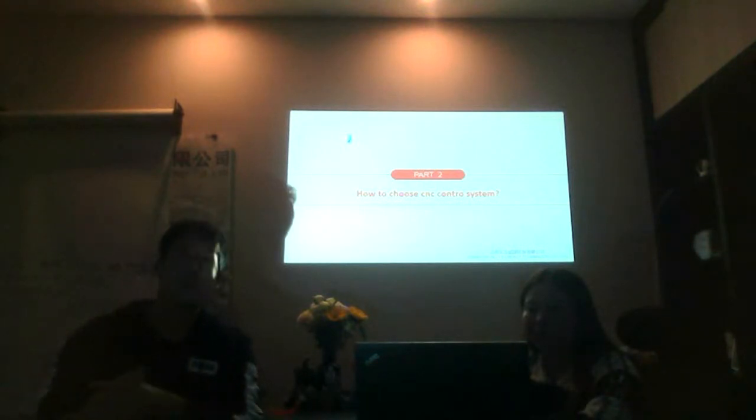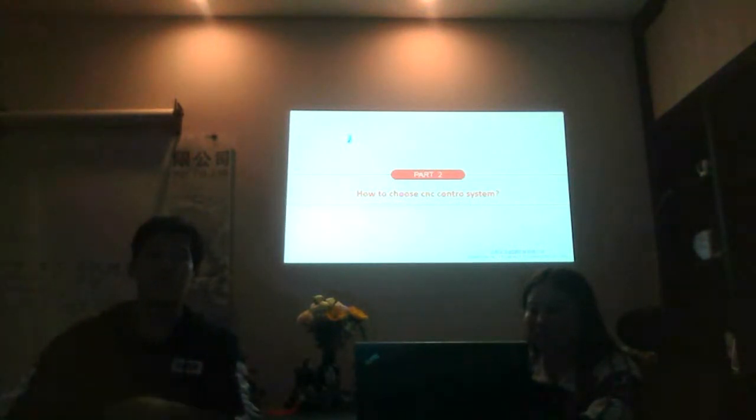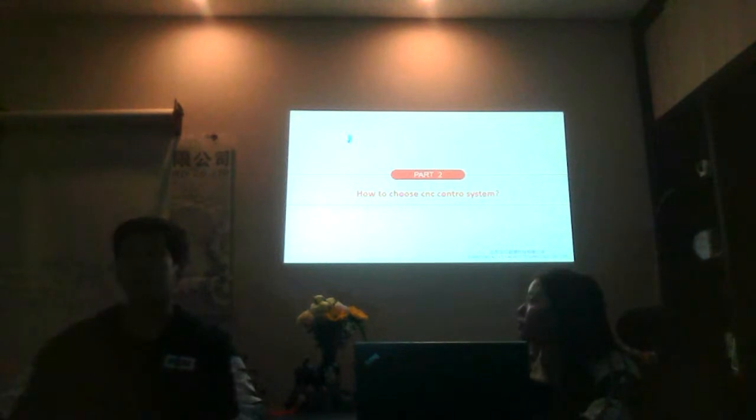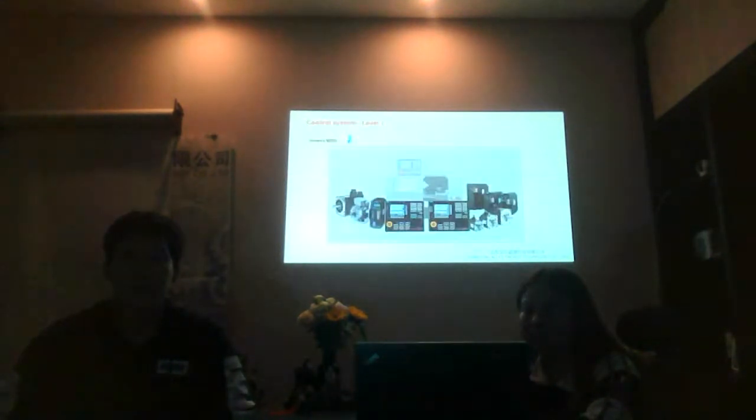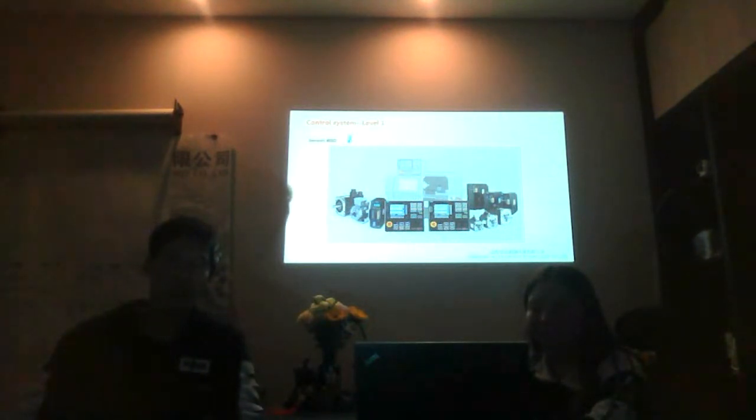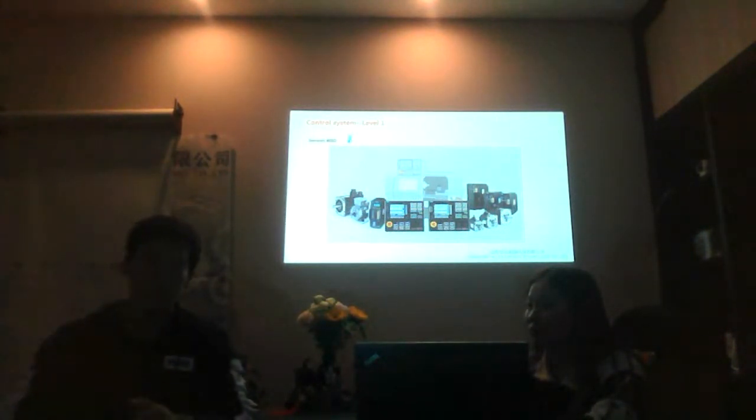And for the next part, we are going to tell you how to choose the right type of control system for the machine. So in our factory, we mainly use the standard prototype machine. The control system we usually use is Siemens 808D.